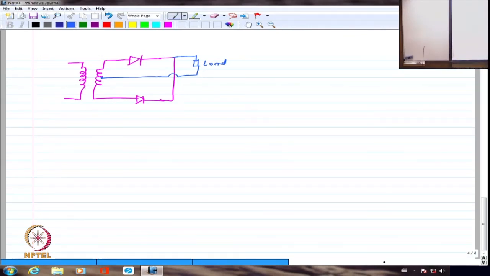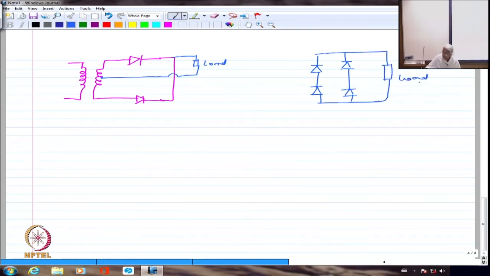So a bridge rectifier is somewhat like this, right? And here is the load. And I'm going to have the power supply connected here. I don't need a transformer, that is a major advantage, no doubt. But I will always have, say, D1 and D1 dash conducting, or D2 and D2 dash conducting. Two diodes will conduct at a time.